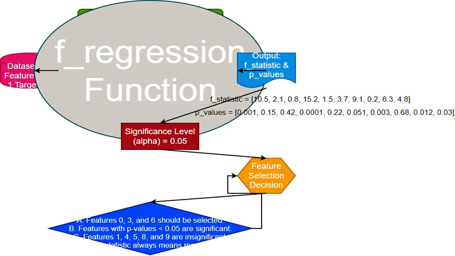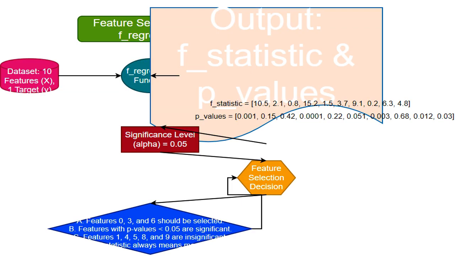The f_regression function analyzes the linear relationship between each feature and the target. The function provides F-statistics measuring variance explained and p-values assessing statistical significance.